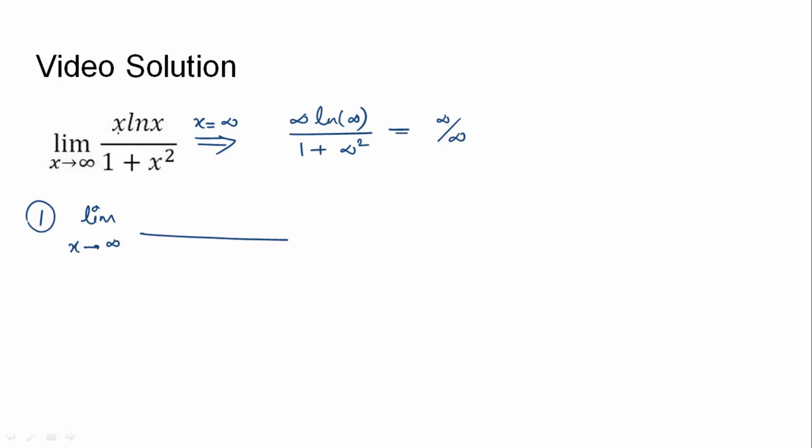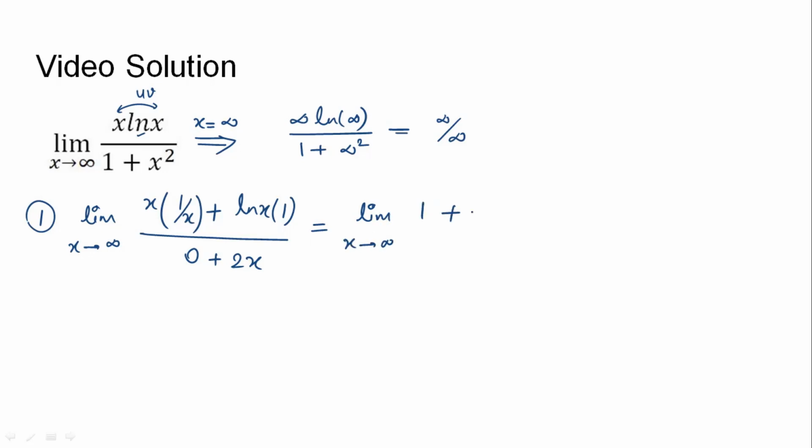So we can see that when we differentiate x ln x, these are two functions, so we will use the UV rule. First we will differentiate ln x, so the differentiation of ln x will be 1 by x, and the second time we will differentiate x and we will leave ln x intact. Similarly we will do for the denominator, we will have 0 plus 2x. This would give us limit extending to infinity 1 plus ln x divided by 2x.